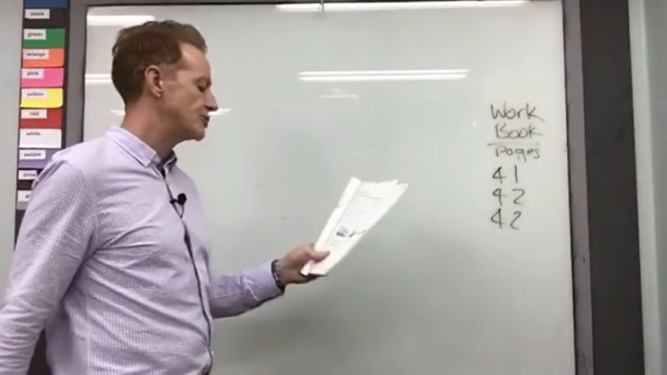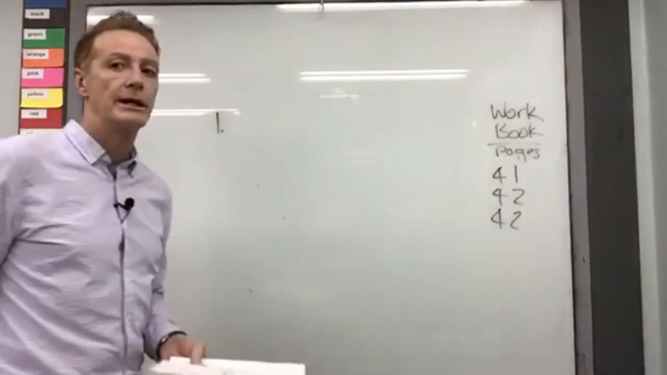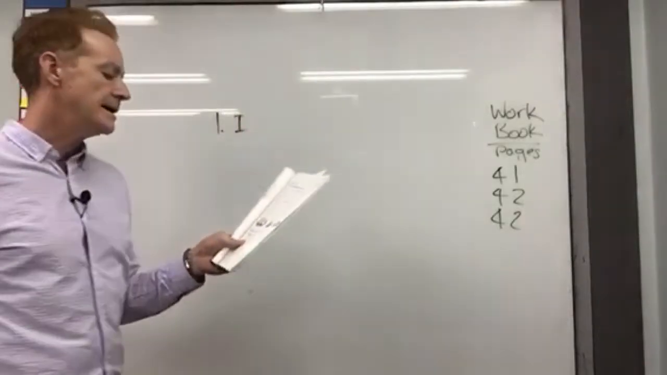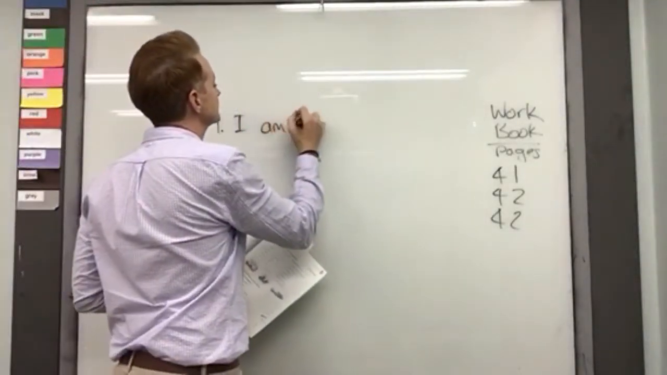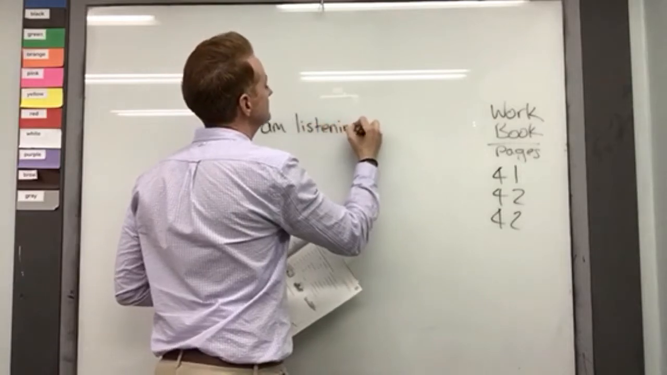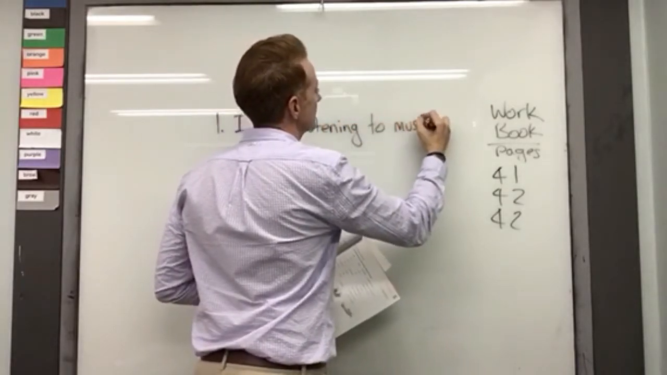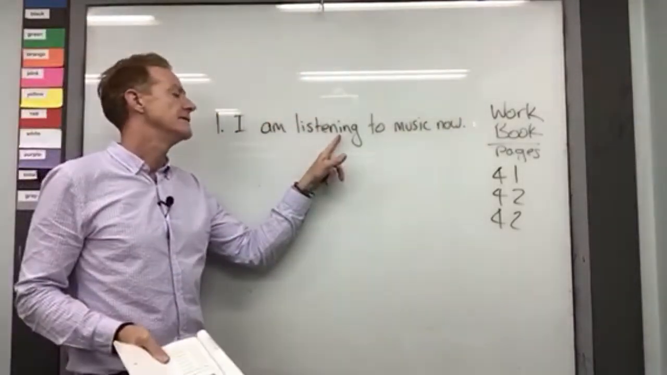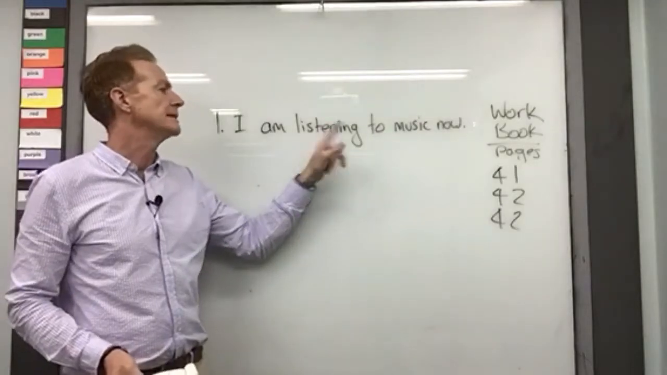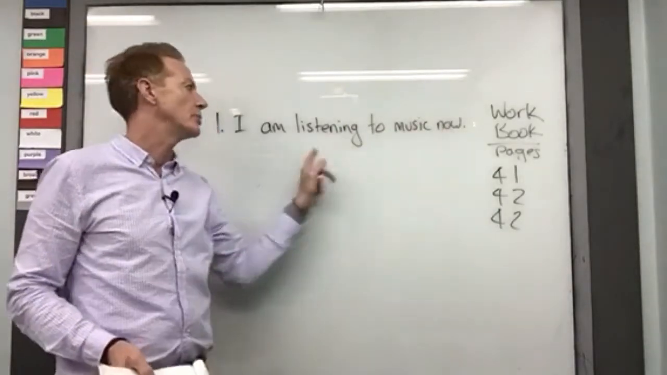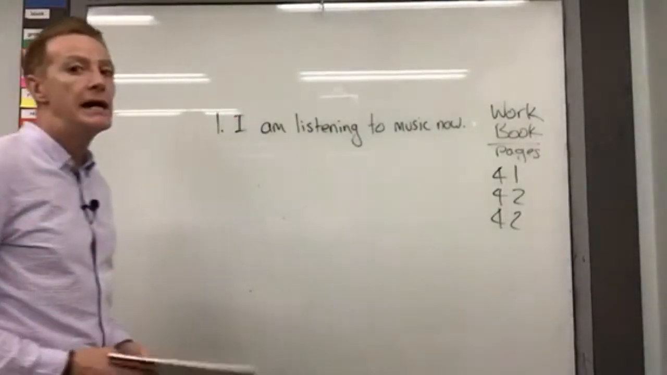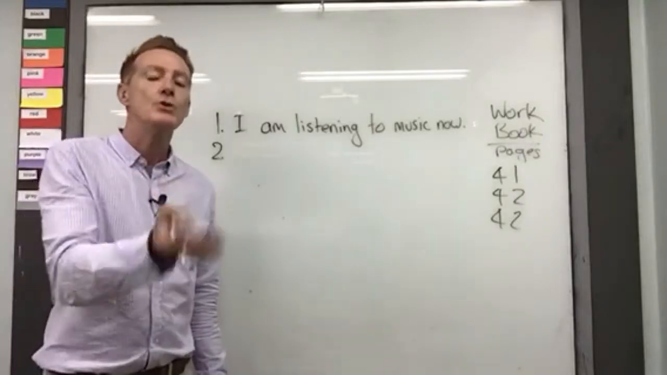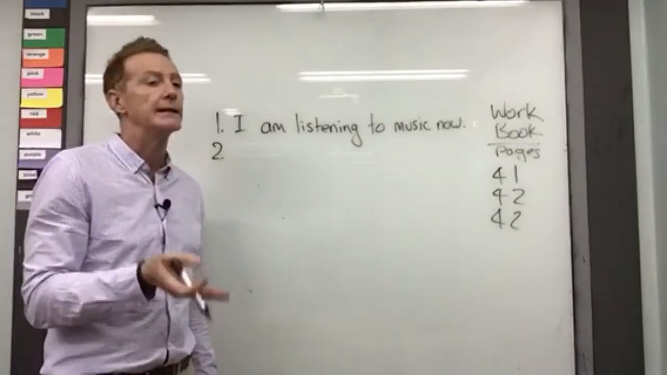So number 1 is listen to music. Are they listening to music? This is you. So I am listening to music now. This is the ing form of listen. Very important ing, that you are doing it now. Okay, you can change your answers to whatever you are doing now or whatever you are not doing now.